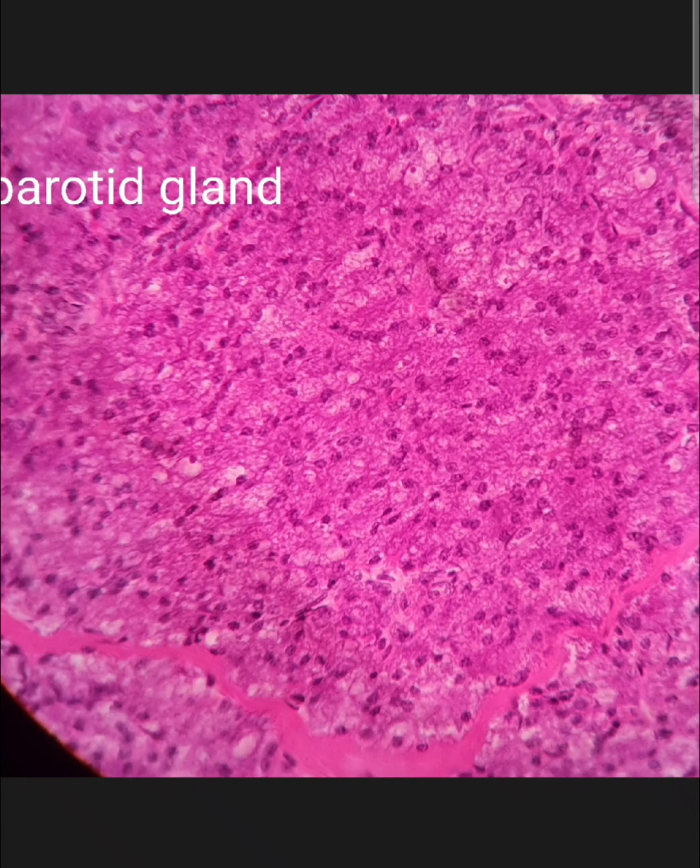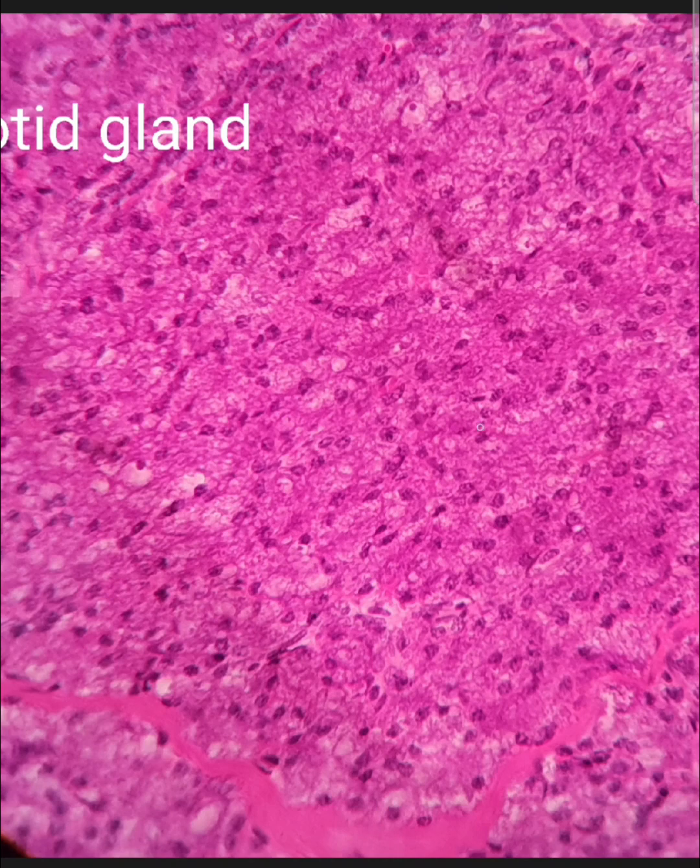This is the histology of the parotid gland, which contains serous acini, which mostly give a basophilic stain. So that is why the parotid gland makes up 25% contribution to the saliva, and it contains maximum amylase activity.